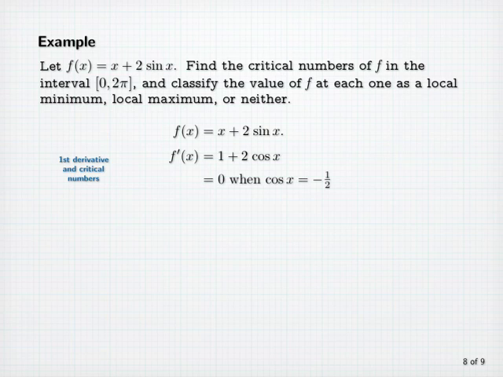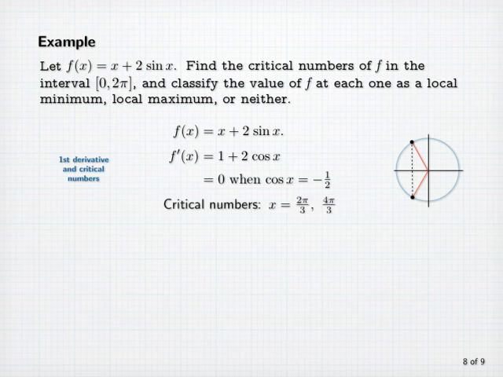a value of minus 1/2. So let's think about the unit circle and what angles between 0 and 2 pi give a cosine value of minus 1/2. Those angles are our critical numbers, and they are 2/3 pi and 4/3 pi. Now let's compute the second derivative and apply the second derivative test to each of those critical points.